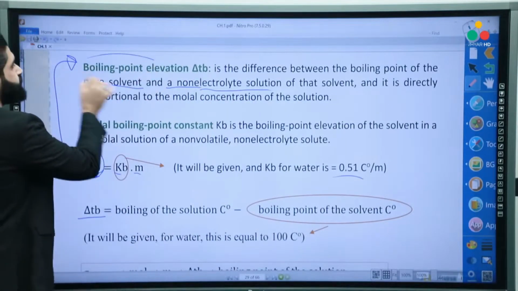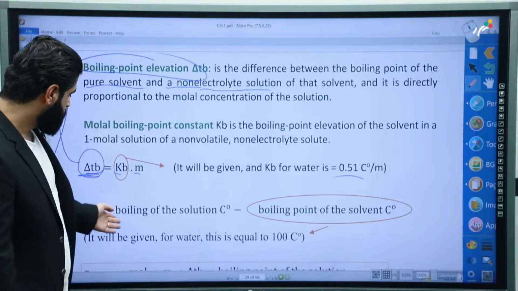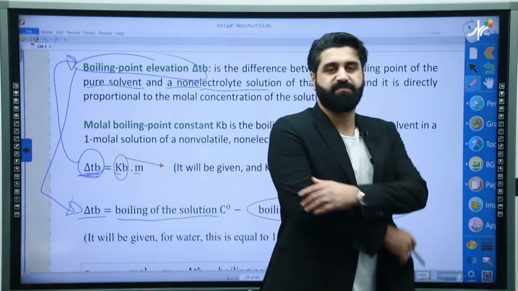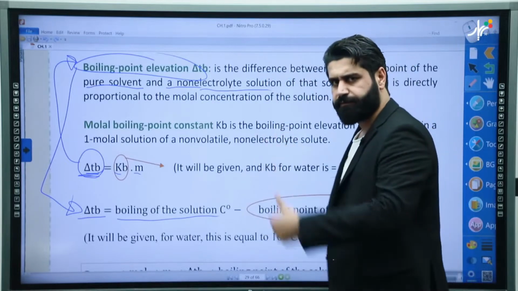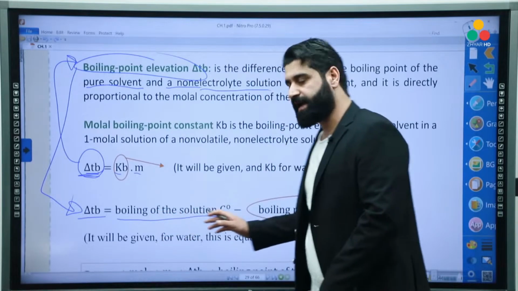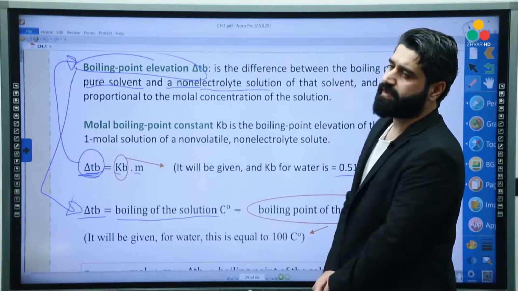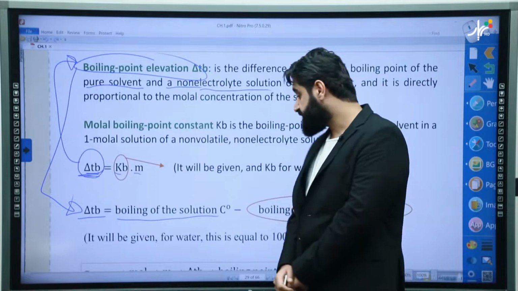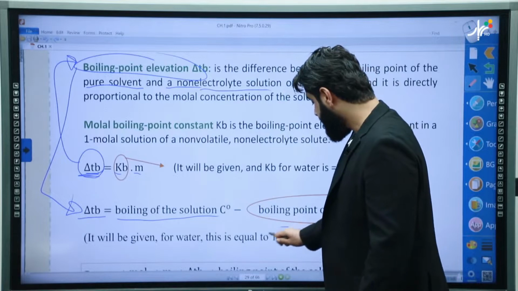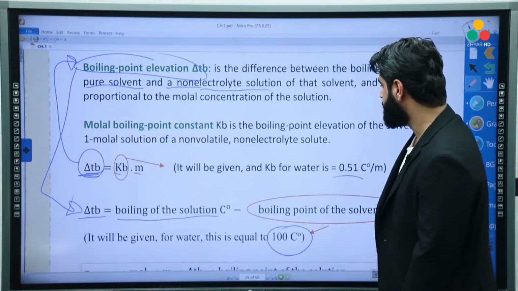So this definition came from this equation, exactly. Delta TB equals boiling point of the solution minus boiling point of pure solvent. Did you remember? We have studied delta TF equals freezing point of solution minus freezing point of pure solvent. If the solvent is water, it freezes at 0 Celsius degree. But here, if the solvent is water, it boils at 100 Celsius degree. So that's the difference between freezing and boiling.